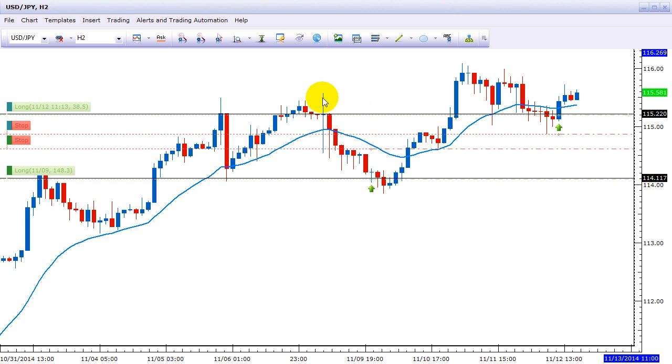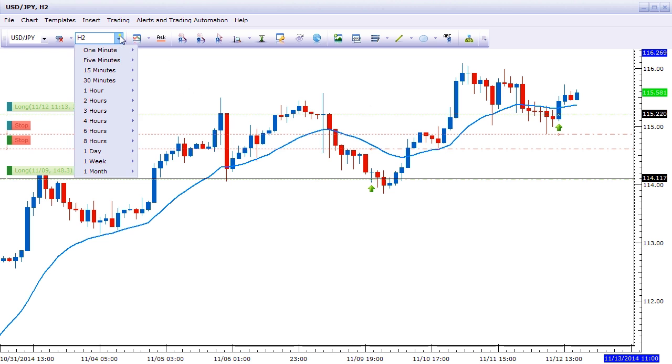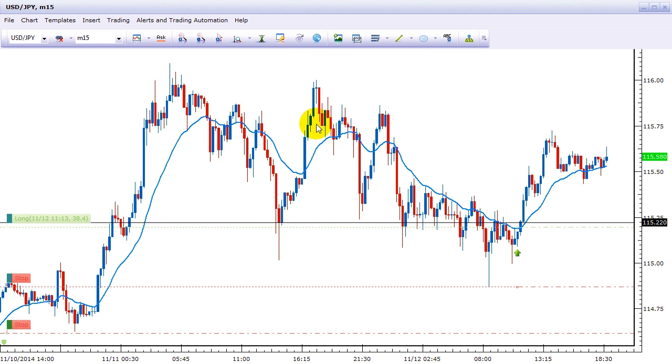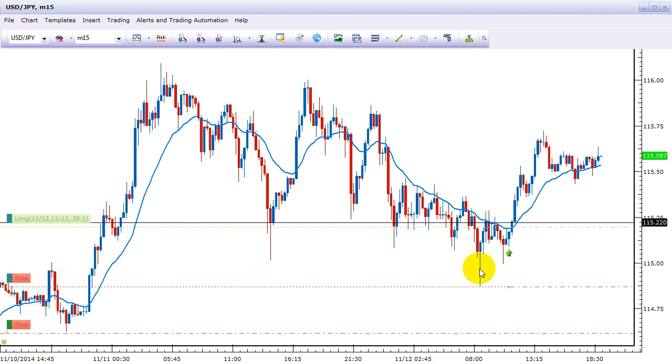Now the prior resistance here, which could be considered to be here to here, acted as support initially. The pair bounced off of 115, reattacked 116, then sold off, but then it's kind of slowed down a bit again here. If we look at, say, the 15-minute chart here, we can see the market was slowing down into it. Some buyers were trying to push this thing back up. It broke below 115 and made a new intraday low, but then immediate buying ensued after that.